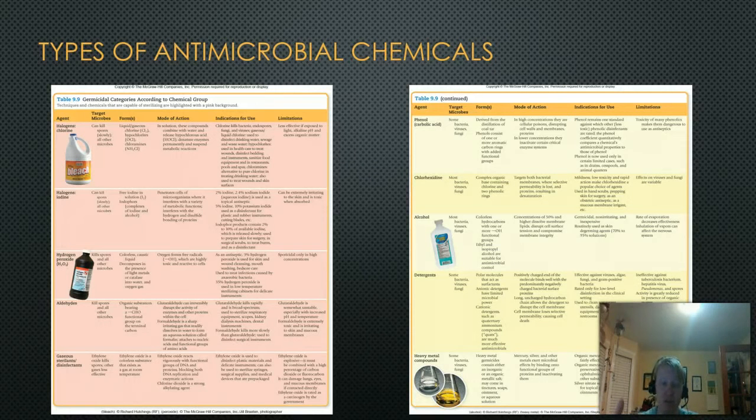Pay attention to the limitations as well. Like, why do you not want to use a ton of bleach? What could be a problem with bleach? You can see from the chart that it's less effective if light is exposed, or in alkaline pHs, or if there's other organic matter around. There are always limitations to all of these. That's why there's no perfect chemical.